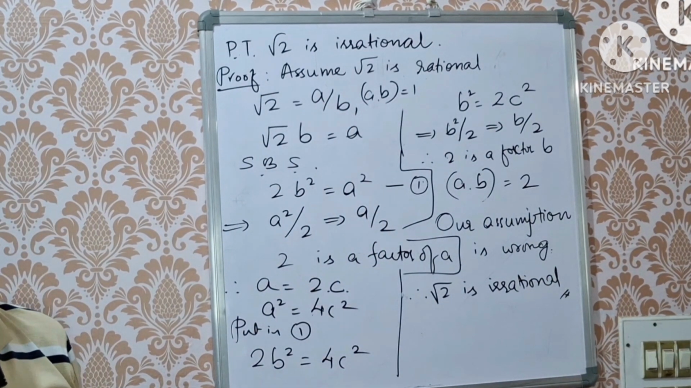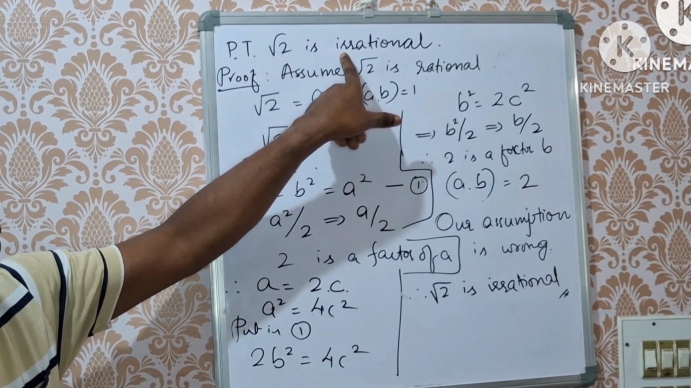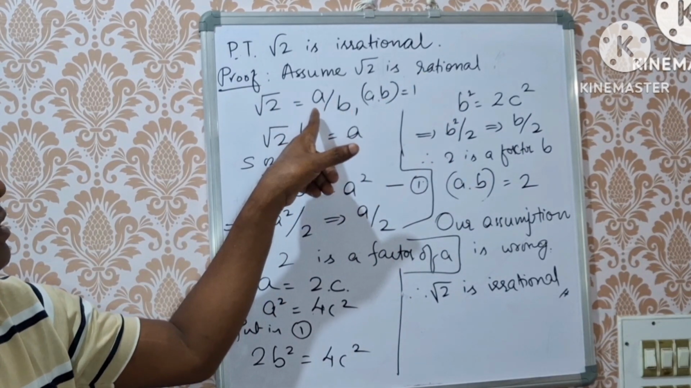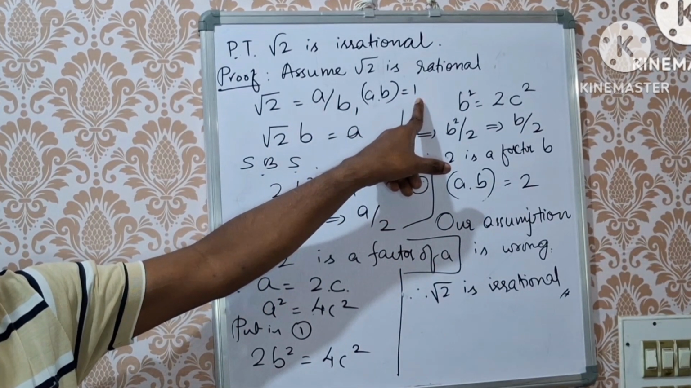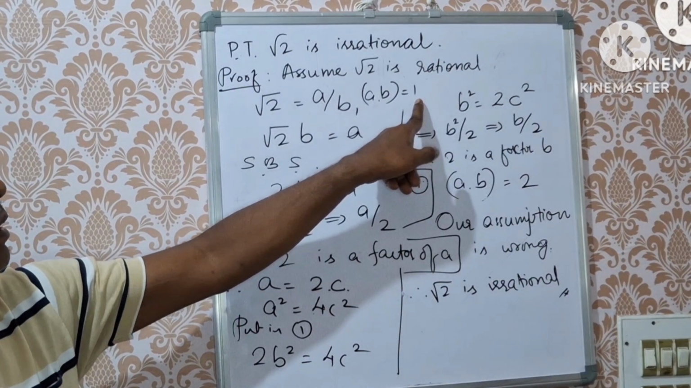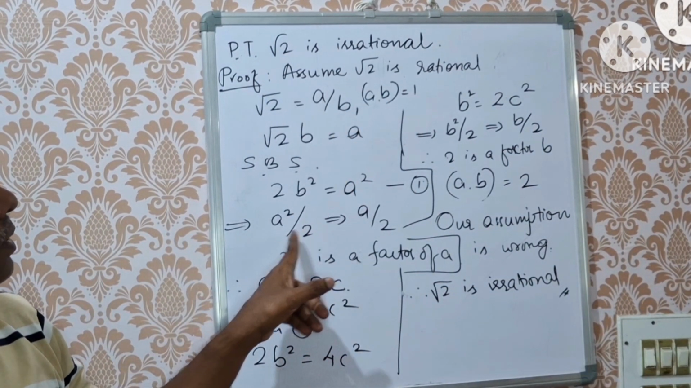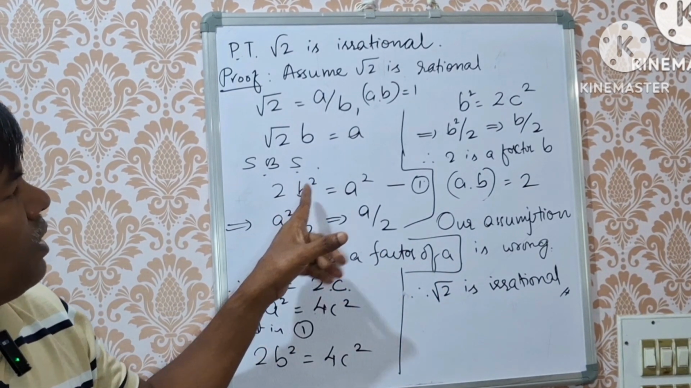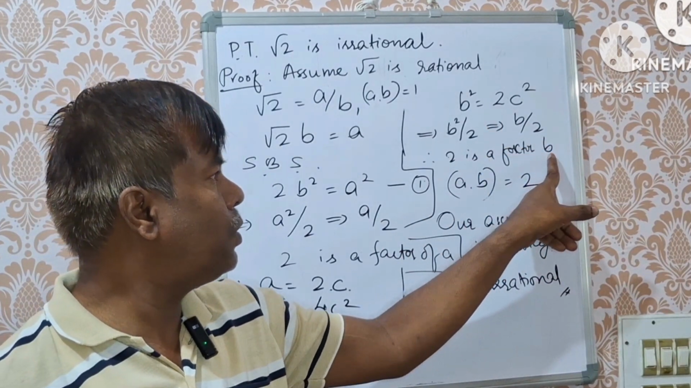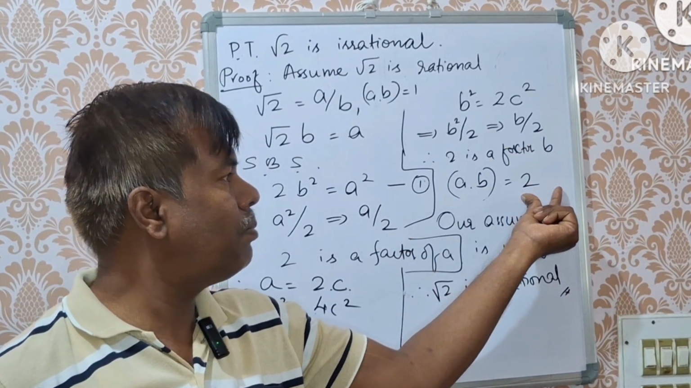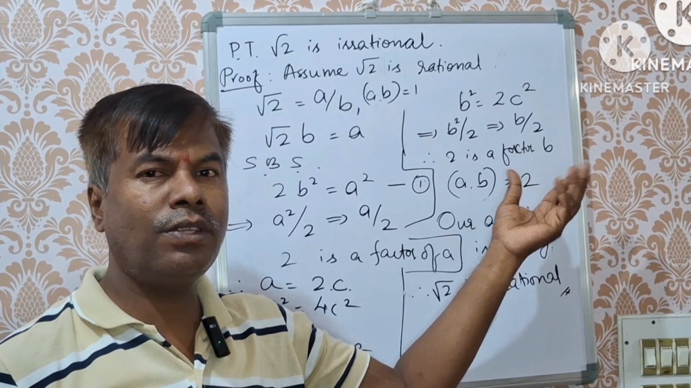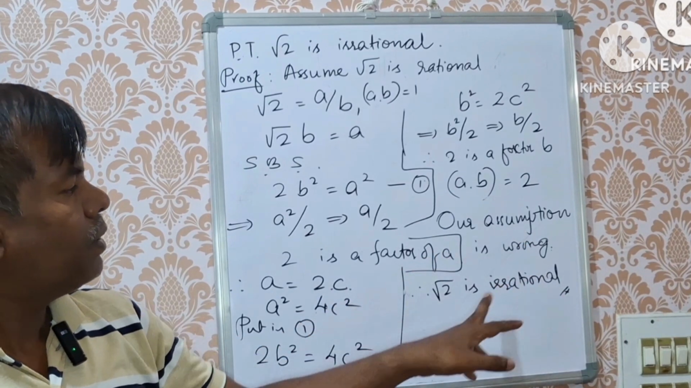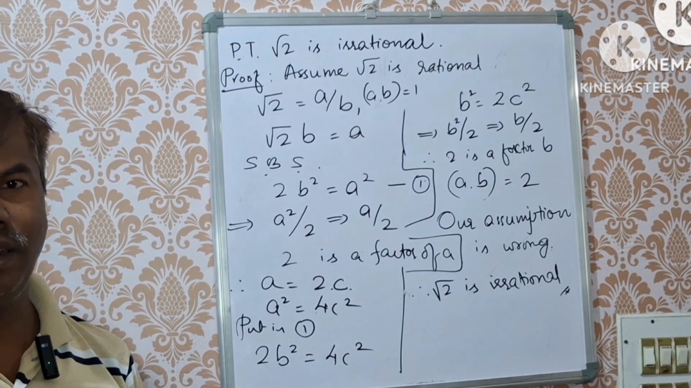So, how have we proved this? We have to prove root 2 is irrational. We assumed the opposite, that root 2 is rational. When it is rational, it can be written as a by b, where a and b are co-prime numbers, that means the only divisor of a and b is 1. Taking this equation, we prove that a is divisible by 2. In the same way, substituting here, we prove that b is also divisible by 2. Therefore, a and b both are divisible by 2. 2 is a factor of a and b, so they are not co-prime numbers. When they are not co-prime numbers, our assumption is wrong. Therefore, root 2 is irrational.